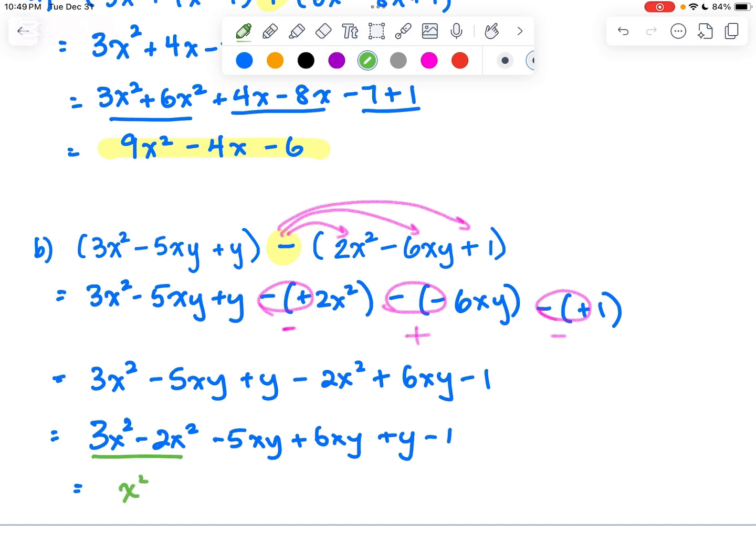These give me 1x squared. And remember, you don't need to write the 1 there. You can initially, but I'd like you to take it out because it's more simple without it.